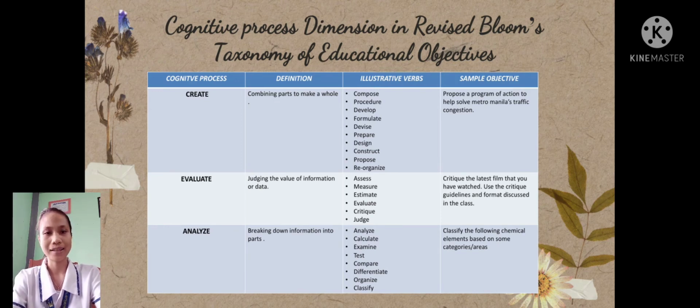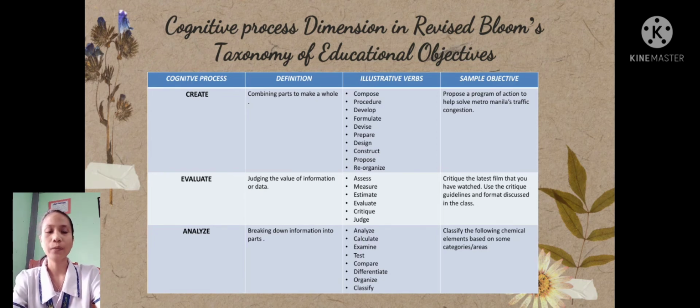The second cognitive process is evaluate. It is judging the value of information or data. Illustrative verbs that can be used are assess, measure, estimate, evaluate, critique, or judge. An example is critique the latest film that you have watched. Use the critique guidelines and format discussed in the class.